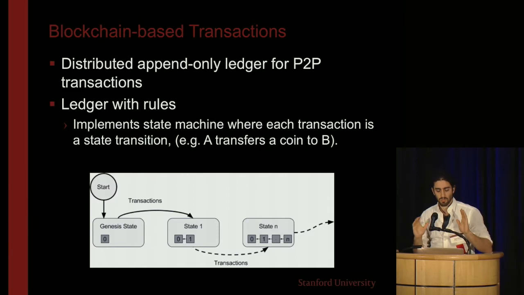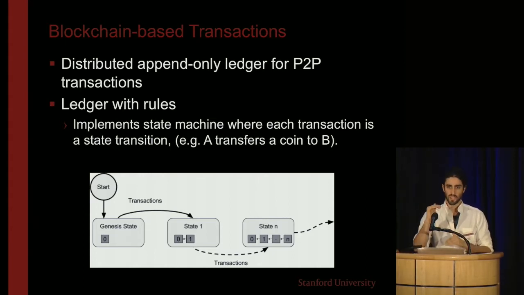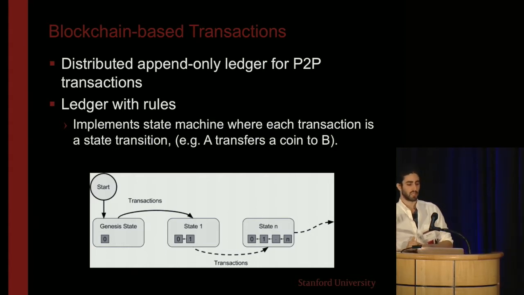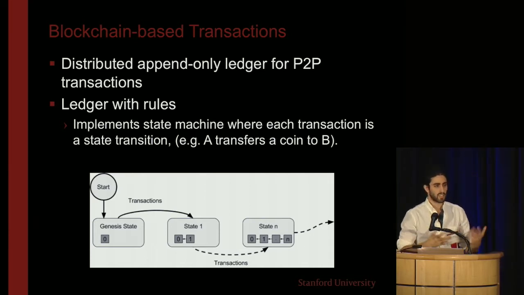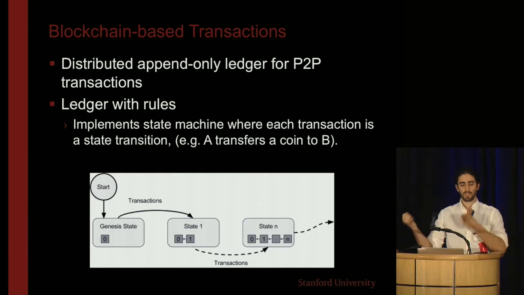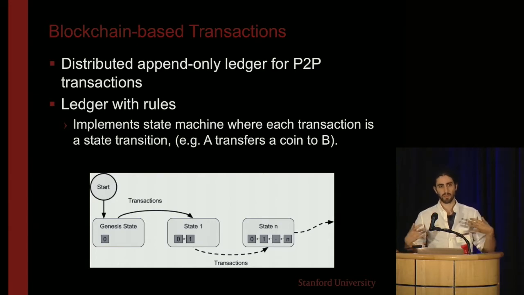And so let me first give a very high-level overview of blockchain-based transactions, because the first type of cost is a transactional-based cost. So in a blockchain-based transaction system, you have this distributed append-only ledger for peer-to-peer transactions, and it's essentially a ledger with rules. It implements a state machine that takes in messages and updates its state. Could be something like A transfers a coin to B. It's a dynamic database that everybody's appending transactions to.